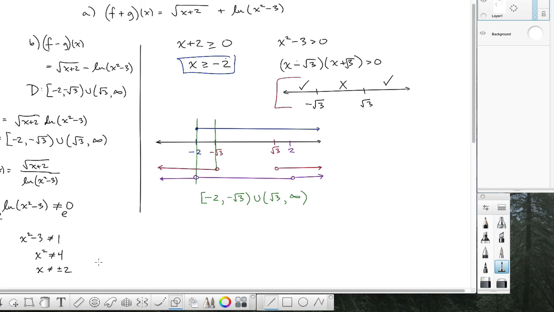All of a sudden, our overlap changes just a tiny little bit. Notice that we are no longer allowed to include negative 2. There's a hole there. But we can still go to negative root 3, and then root 3. But then we're not allowed to include 2. So we've got to cut it off there and break it up, and then from 2 to infinity. So there's our domain for part D.